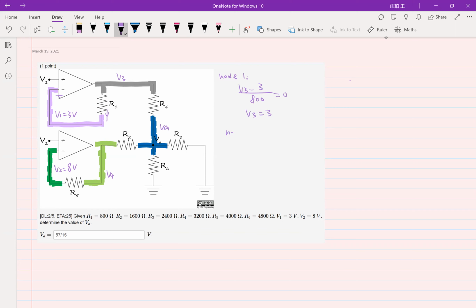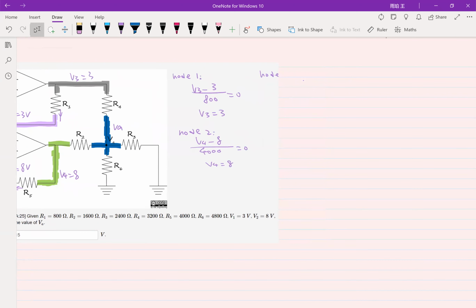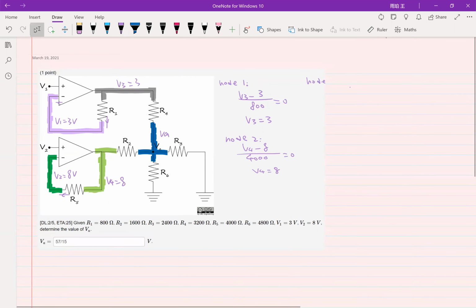Okay, let's look at node 2. In node 2, we have (V4 minus V2), which is 8, over R5, which is 4,000, equals 0. So we have V4 equals 8. Okay, so it gets a little bit more complicated with node 3 and node 4, but you actually don't have to solve for them. For the sake of completion, I'm going to write them later.